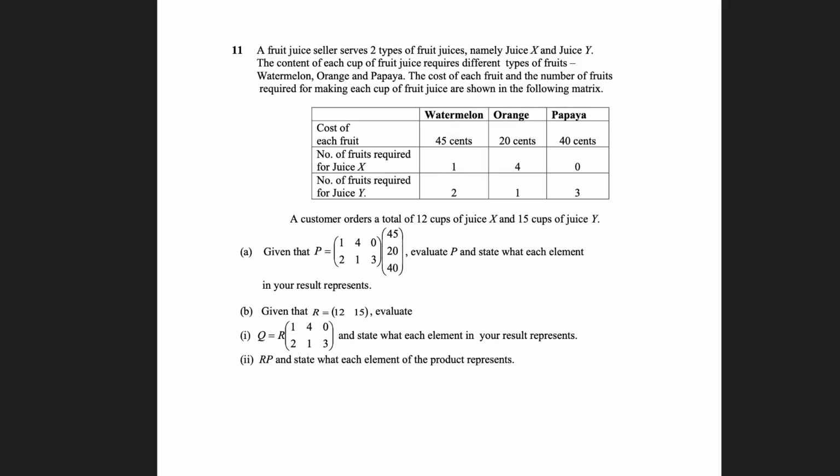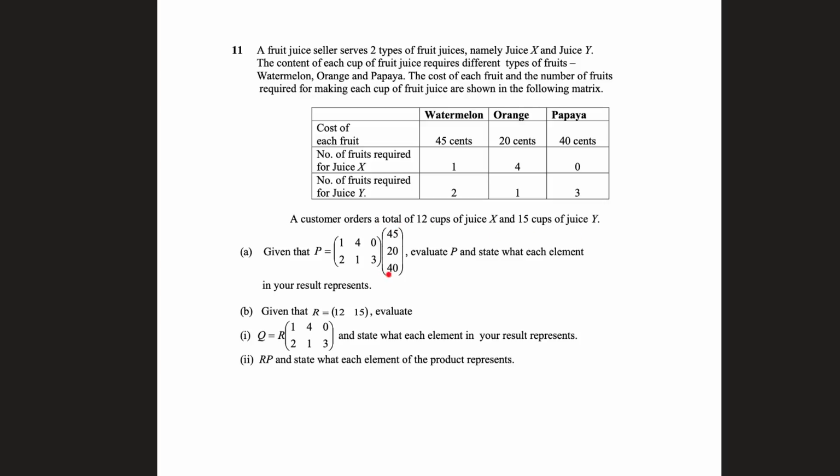So for juice X, I can see juice X goes this way. So juice X requires me to have one watermelon and 4 oranges. No need papaya. For juice Y, it requires 2 watermelons, 1 orange, and 3 papayas. Right? And he only sells juice X and juice Y. And these are the recipes, if you would. How many of each fruit you need. Alright, customer orders this. Okay.